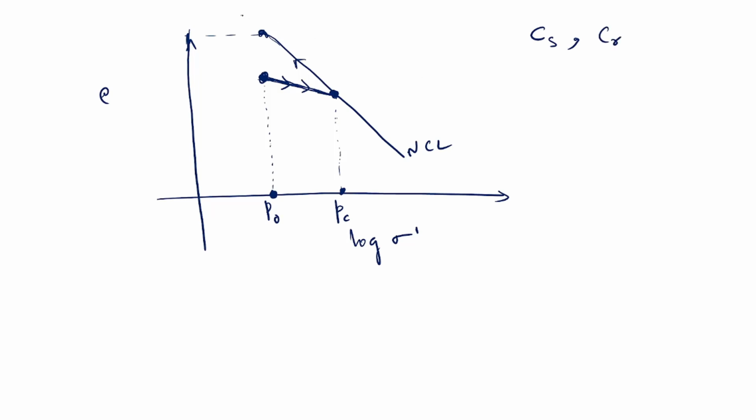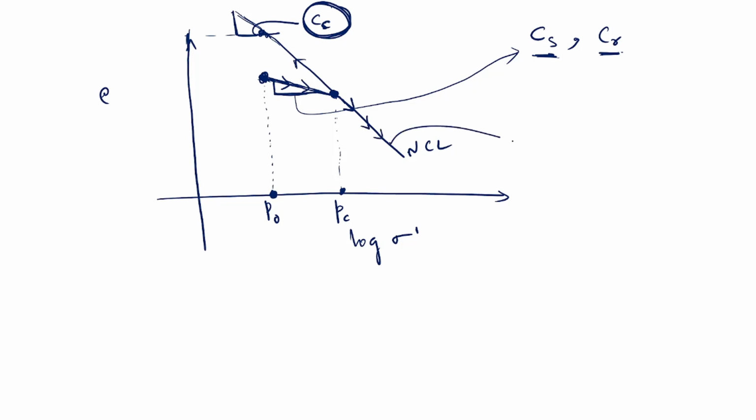In the last slide I explained that the slope of this line is CC, the compression index. But the slope of this line is the swelling index or recompression index, CS or CR. So from here to here, it will follow that path. After that, if you increase the load, it will follow this, and this is again CC.